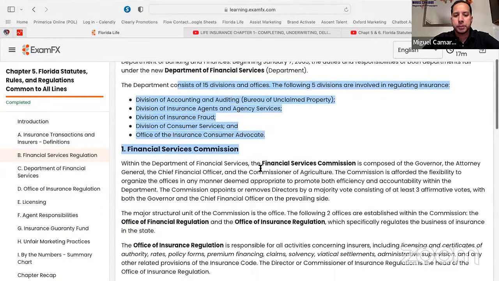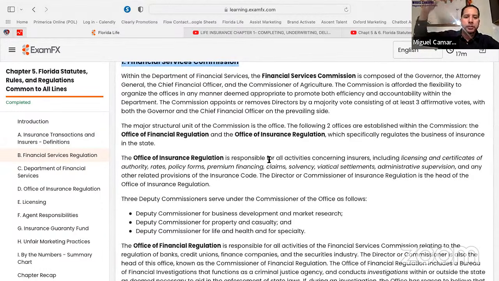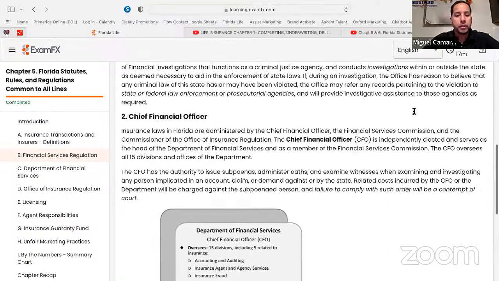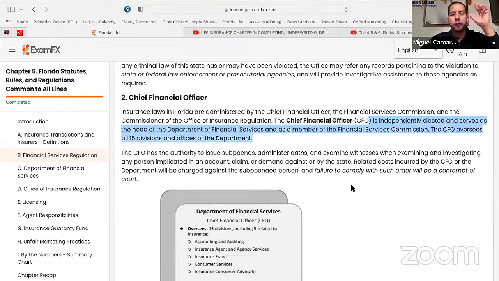Let's talk about the Financial Services Commission. This is composed of the governor, the attorney general, and the chief financial officer. They regulate the entire insurance department; they are the ones who make all the rules and regulate the financial regulations. I'm trying not to bore you with this, but there are certain things you need to know. Chief financial officer, make sure you have a note and come back and read that. The chief financial officer is independently elected and serves as the head of the Financial Services Commission. They oversee all 15 divisions.